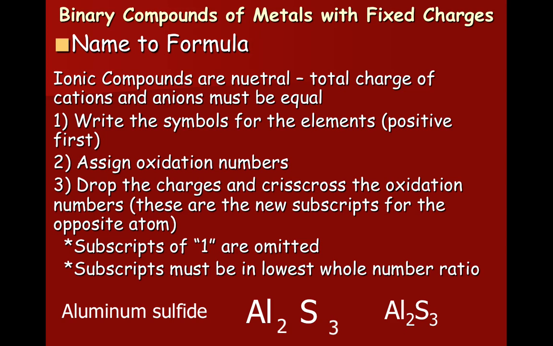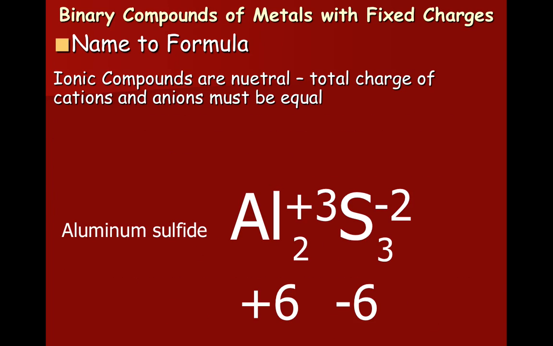Can't reduce that down. And if you look at it, you can see that I have 2 aluminums as my subscript, and each one has a charge of +3 for a total cation charge of +6. And I've got 3 sulfurs, each with a -2, so 3 times -2 is -6, and they cancel out to 0. We're not going to show you this for each one, but recognize that's what happens when you do the crisscross and why it works to make the compounds neutral.